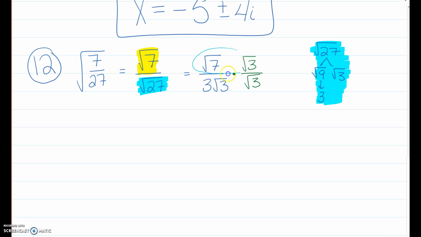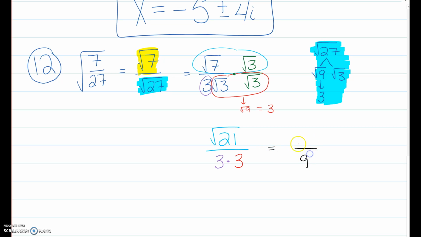Okay, on the top, 7 times the square root of 3 is the square root of 21. On the bottom, we have a 3. We also have a square root of 3 times square root of 3. The square root of 3 times the square root of 3 is the square root of 9, and the square root of 9 is 3. So we have another 3 on the bottom. So what is our final denominator going to be? 9. We have the square root of 21 over 9.